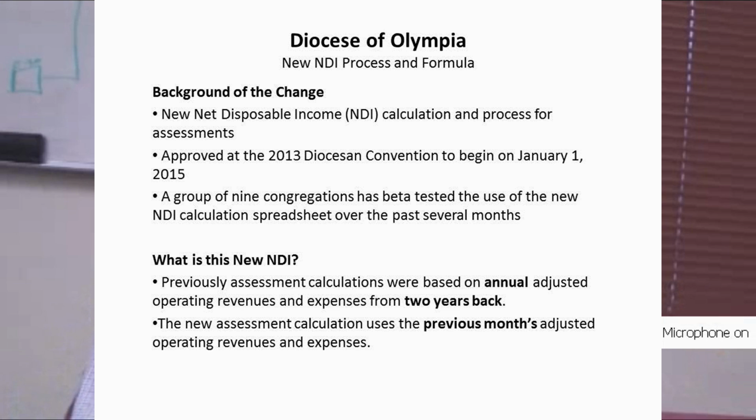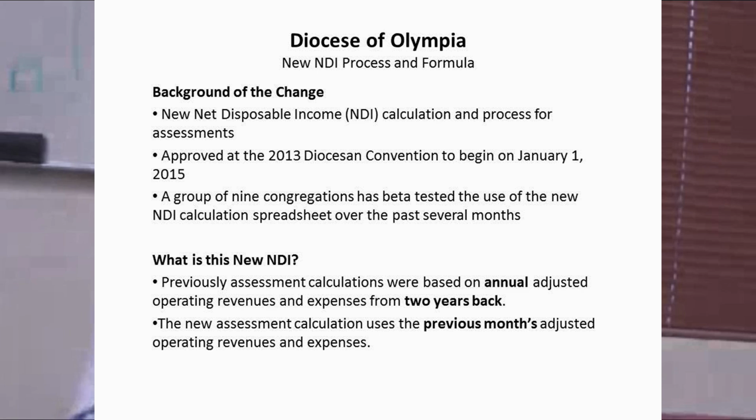A group of 9 congregations beta tested the use of this calculation spreadsheet over the past several months. And my own view, at least, and I hope the view of the 9 people, is that it went pretty well. There were very minor changes to it since we finished it, just to clean up a few fields and stuff. Other than that, it is basically the same thing we beta tested.